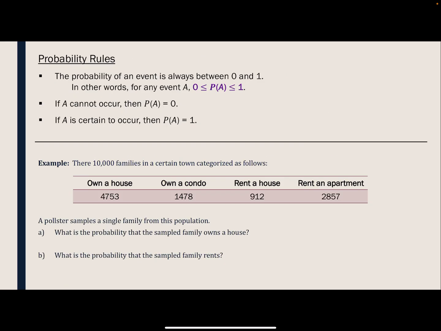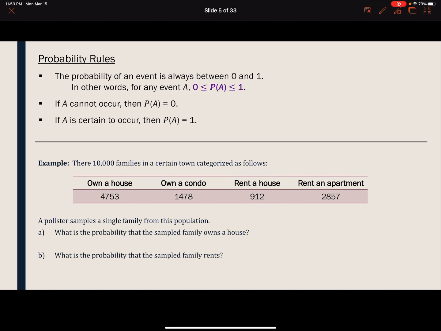So we have some basic probability rules. First is that any probability will be between 0 and 1. A probability of 0 means that the event can never occur, and a probability of 1 would mean that the event always occurs. But please remember that any calculated probability will always be between 0 and 1. You're never going to have a negative probability, and you're never going to have a probability greater than 1.